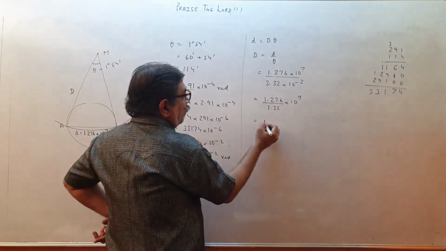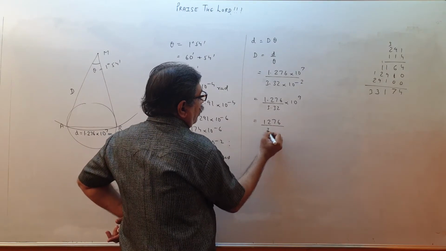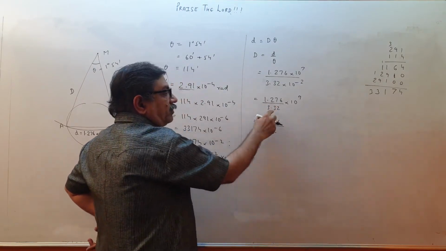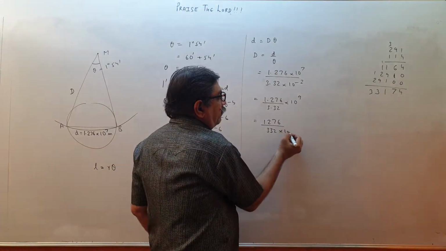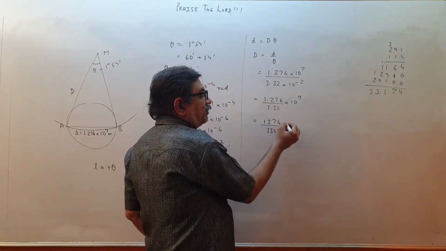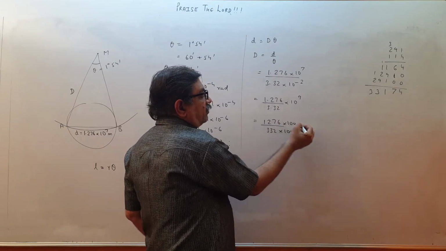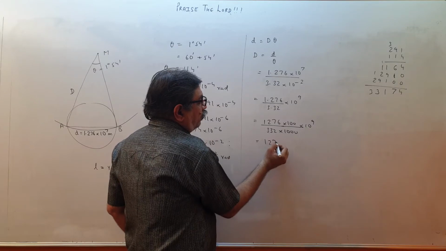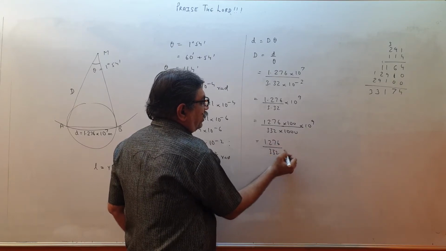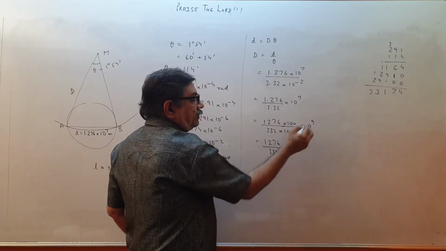So this is 1276 upon 332. See, 3 decimals from here and 2 decimals from here. So how did we get it? I must have multiplied by 1000 to get rid of this, and by 100 to get rid of this decimal, into 10 raised to 9. So 1 decimal extra, so 1276 upon 332 into 10 raised to 8.